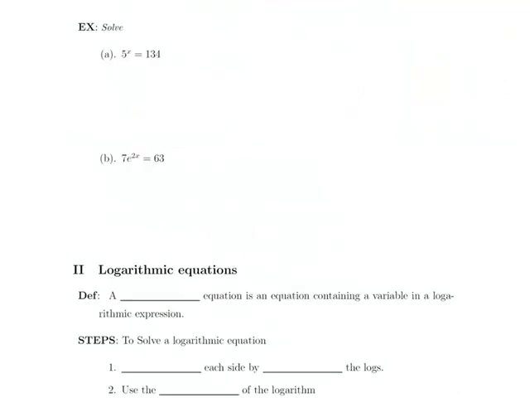Let's try this one. In this example, we have 5 to the x is equal to 134. To solve this, I could not write 134 as a power of 5, so I begin by getting the exponential part by itself, which it is. It's already there by itself. Now I'm going to take the natural log of both sides. Just put a natural log in front of the 5 to the x and in front of the 134.